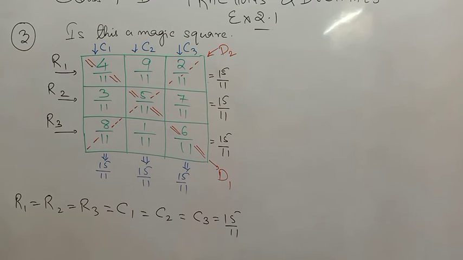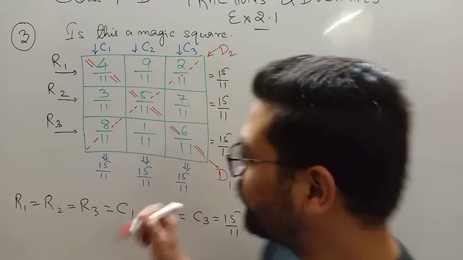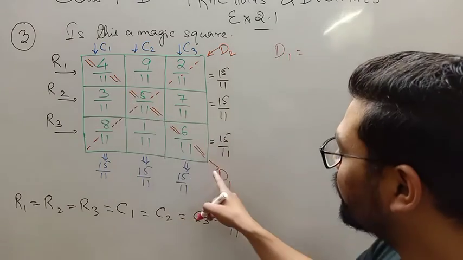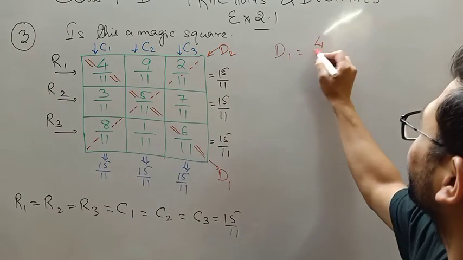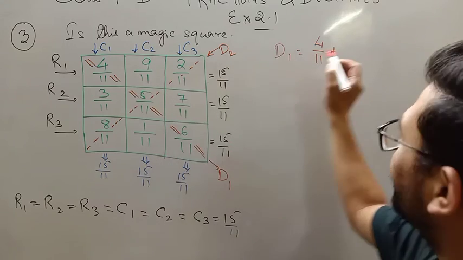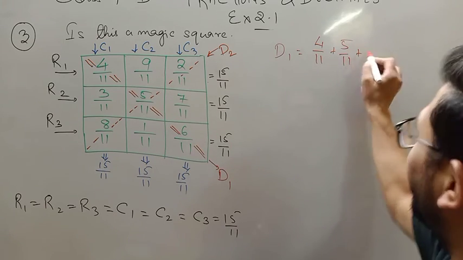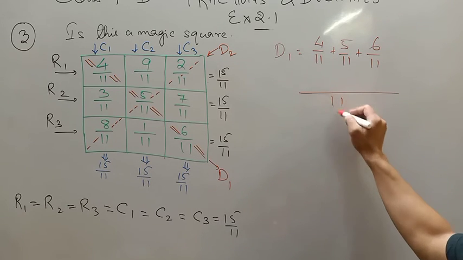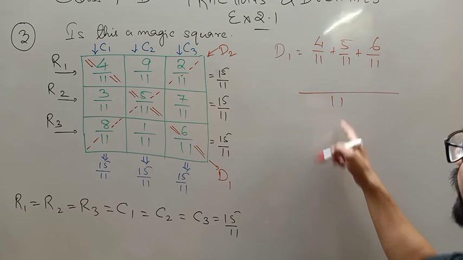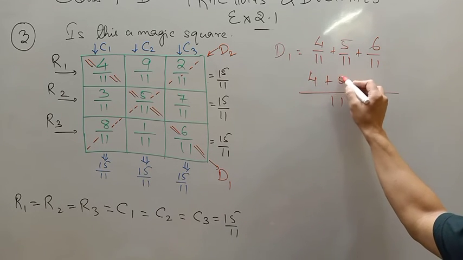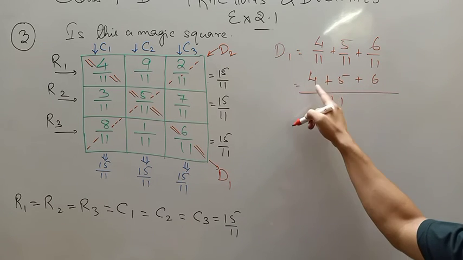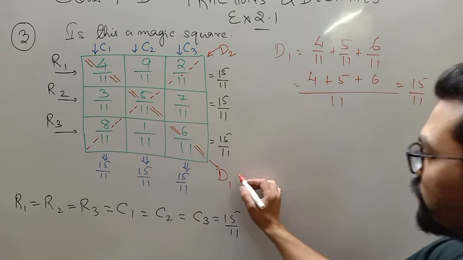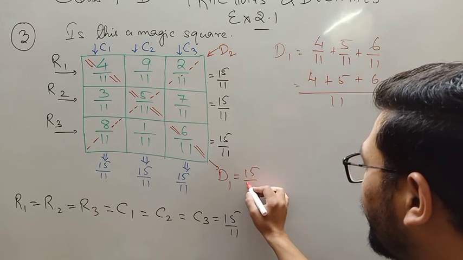Now we will check for diagonals also. So the first diagonal is D1. What are the elements given in D1? 4 by 11, 5 by 11 and 6 by 11, right? The LCM of the denominator is equal to 11, right? So 4 plus 5 plus 6. So 4 plus 6 is 10 plus 5, 15 divided by 11. So here also I'll get 15 by 11.